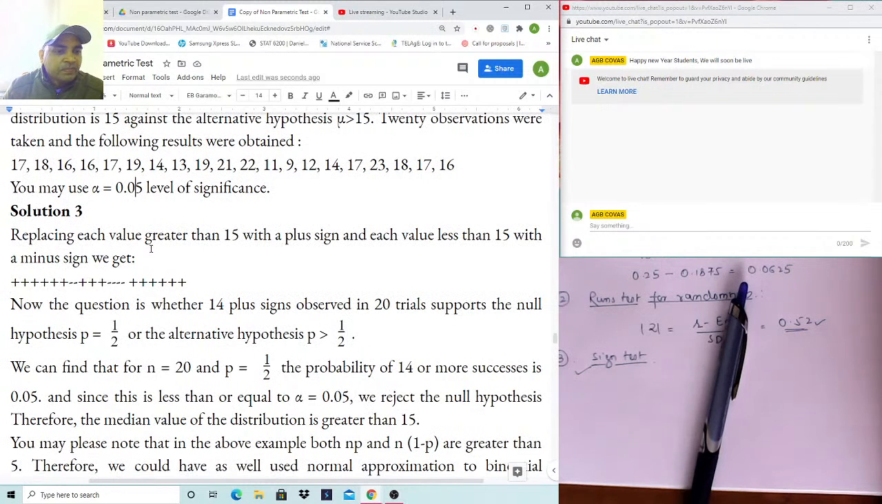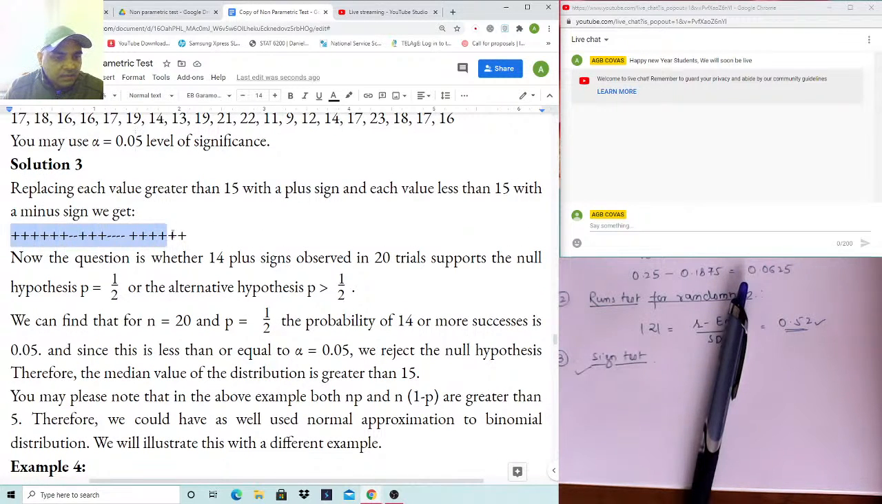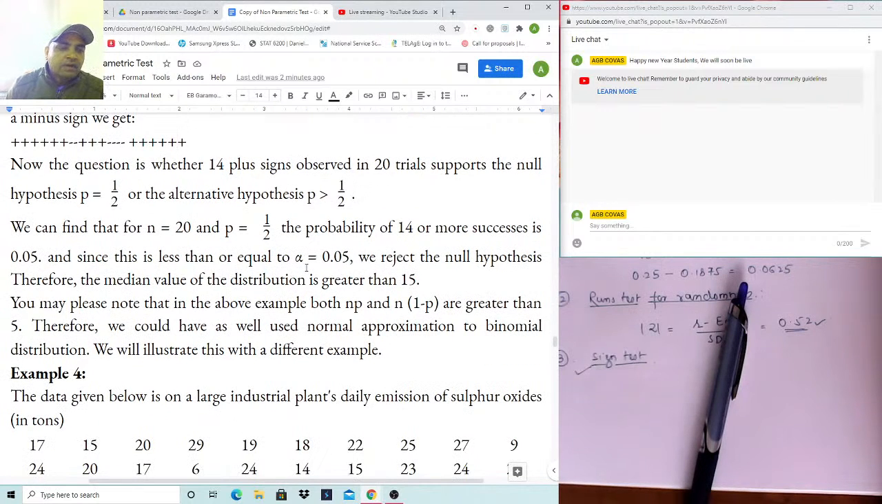What we will do is replace each value greater than 15 with a plus sign and each value less than 15 with a minus sign. These are the plus and minus signs we get. Then we calculate how many plus signs there are: 1, 2, 3, 4, 5, 6, 7, 8, 9, 10, 11, 12, 13, 14. So 14 plus signs are observed in 20 trials, and we test this against the null hypothesis p equal to 1 by 2, right?